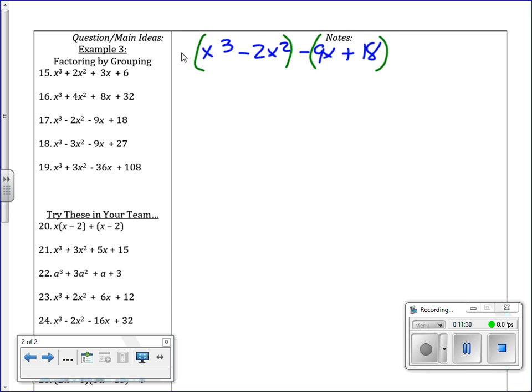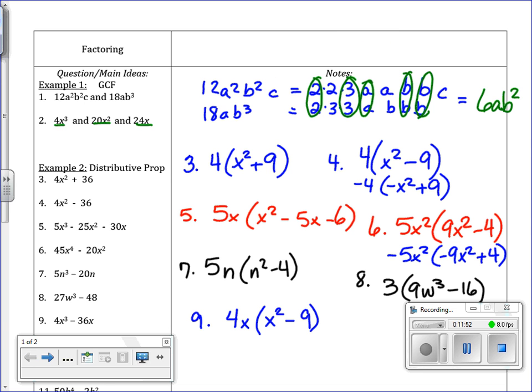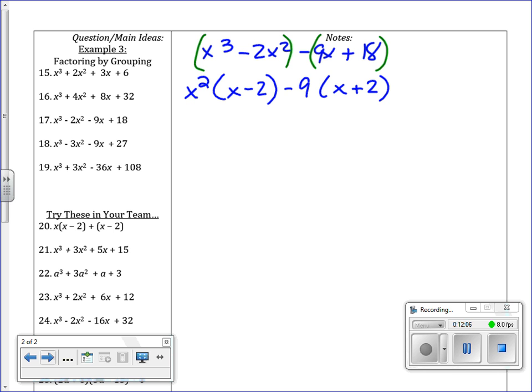And when I pull out, let's see, I have x squared times x minus 2. And if I pull this out, I'll pull 9 out: 9 times x plus 2. Now remember on the previous page, I was showing you examples of how we might need to switch things around. This happens to be one of those times, because if you look, I have x minus 2 and I have x plus 2. That's not going to work for us.